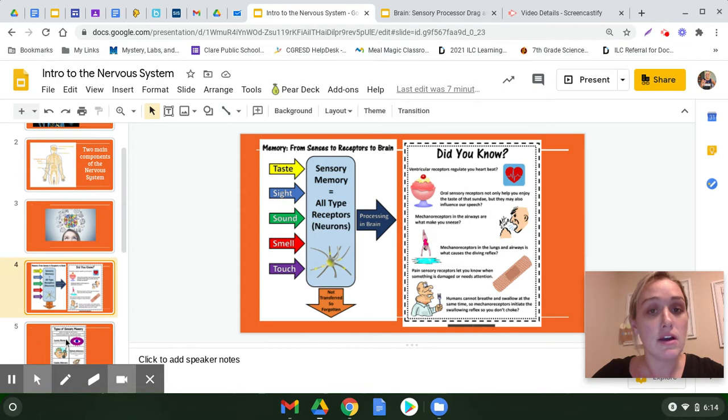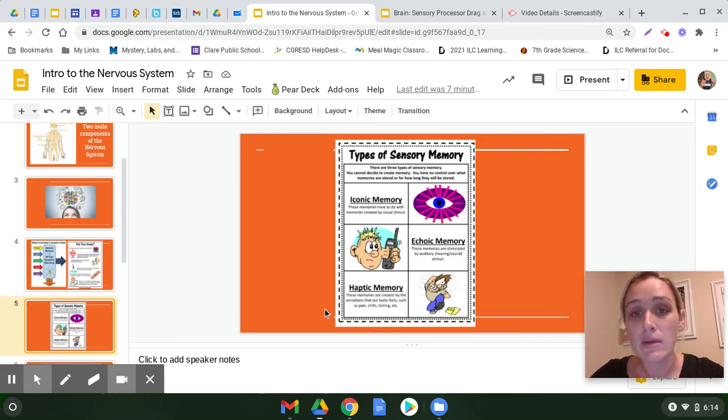So let's talk about the different types of sensory memory, because I feel like that's really important. When you understand how sensory input goes into your body system, the nervous system, you can understand how your brain processes it. So earlier I was talking about those different sensory memories, like the smell of a perfume or the feeling of a hot day. And we have three different types of sensory memory. The first one is iconic memory.